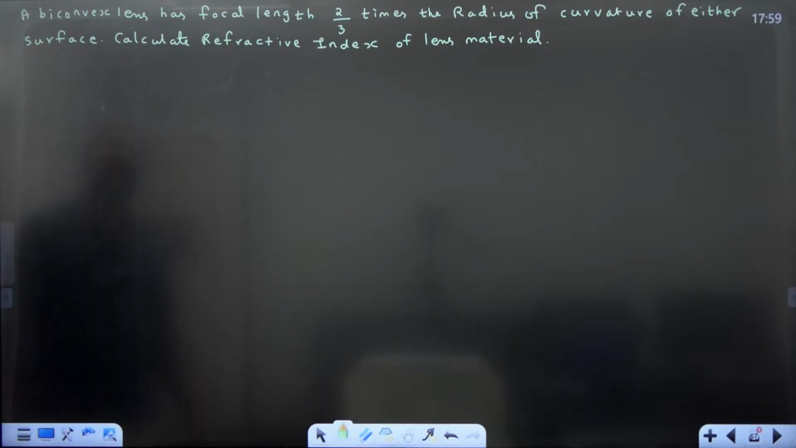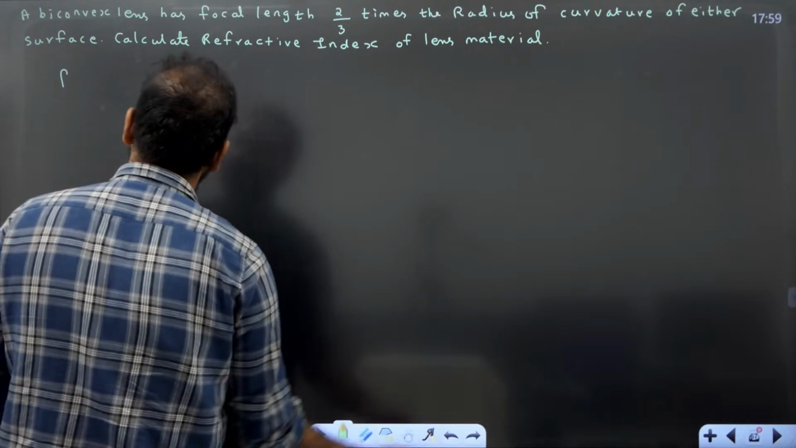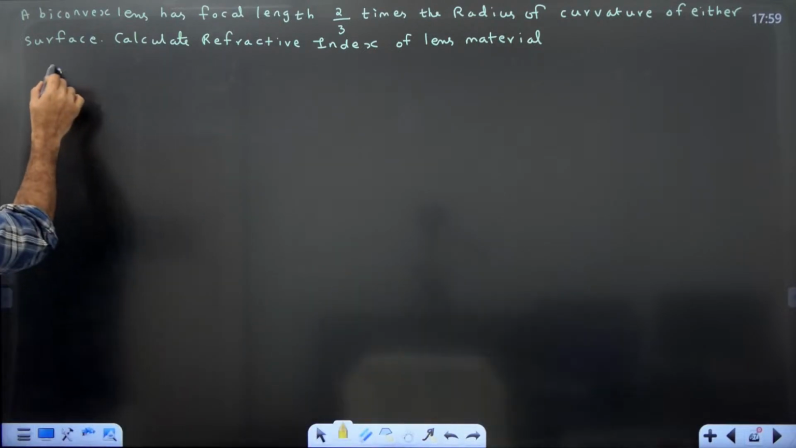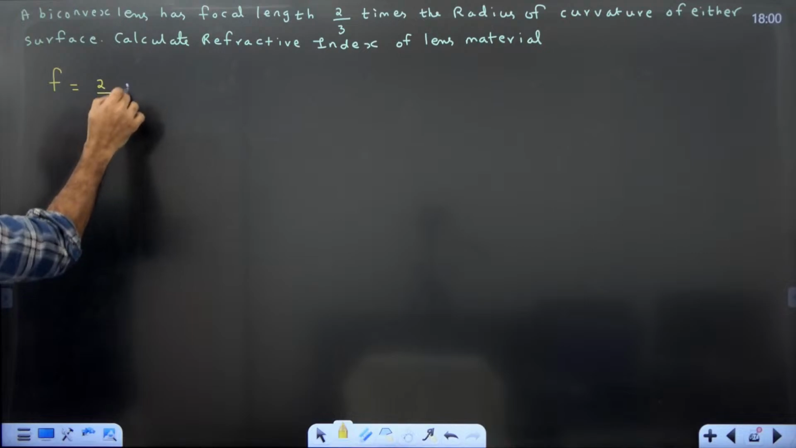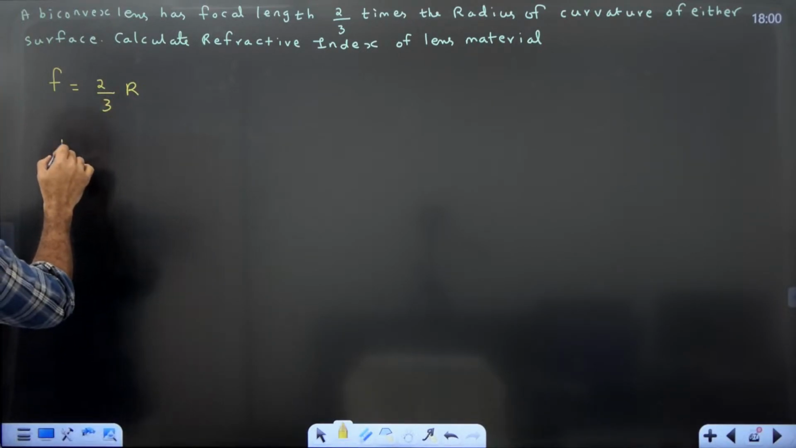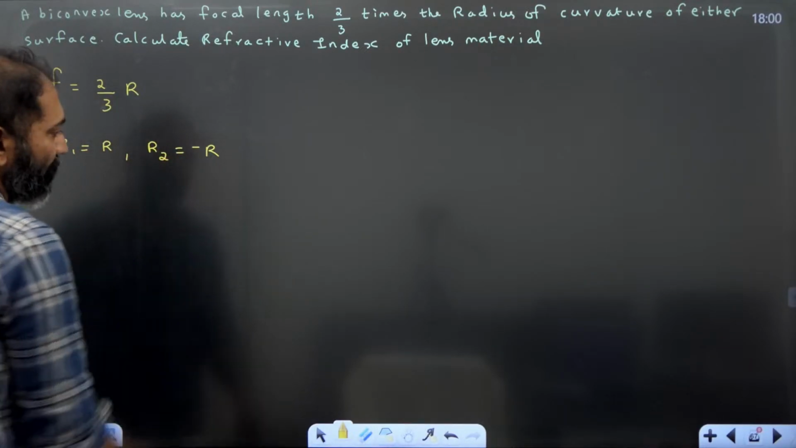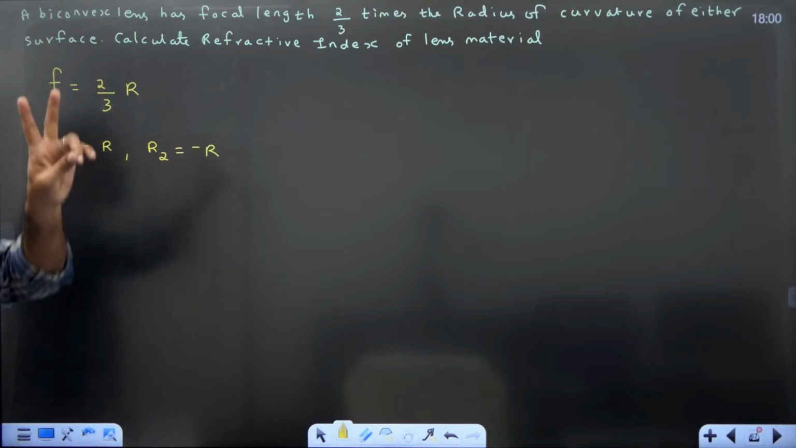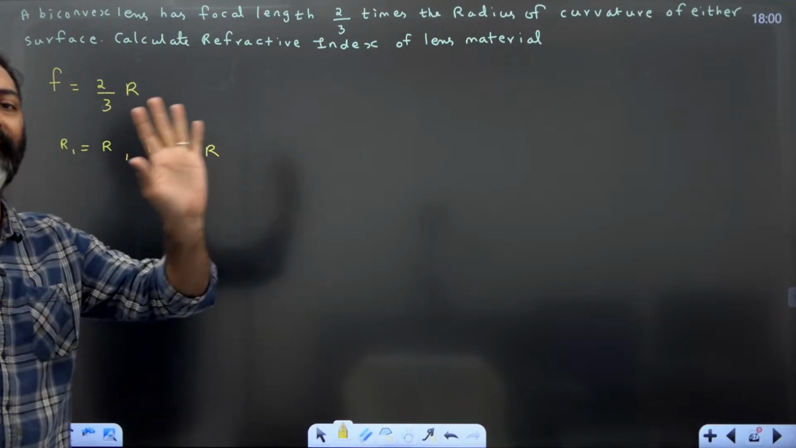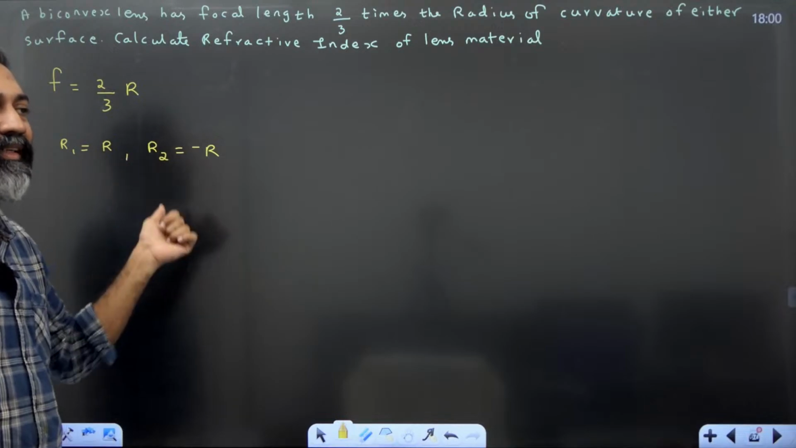Now, what are the data given? Focal length is 2/3 times radius. That is our first data given. Biconvex means R1 is equal to R, R2 is equal to minus R. Listen, in a lens there are two radii of curvature. Biconvex means both have the same value. In a convex lens, first surface radius positive, second negative.